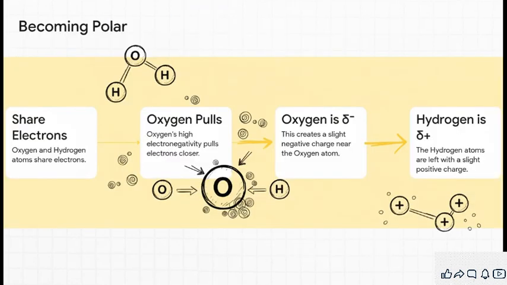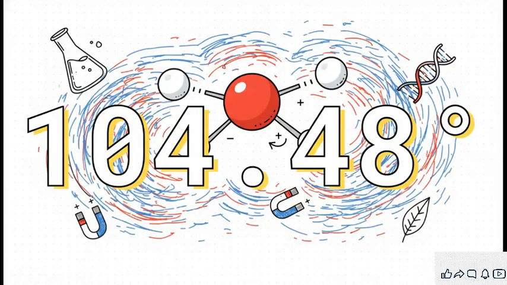So what's the outcome of this constant tug of war? Well, since those negatively charged electrons are spending all their time buzzing around the oxygen atom, that end of the molecule gets a slight negative charge. And the poor hydrogen atoms, with their electrons pulled away from them, they get left with a slight positive charge. And boom, just like that, you have a molecule with two poles, a positive end and a negative end. It's polar. And this brings us right back to that bent shape we talked about.